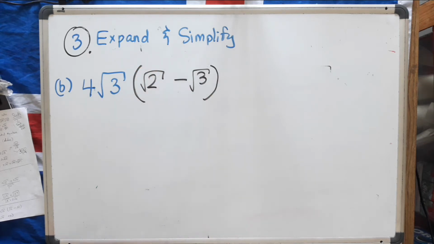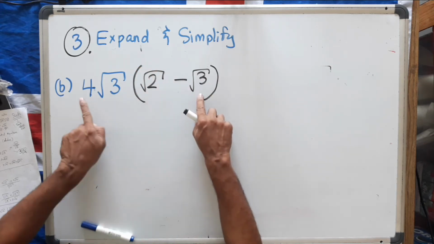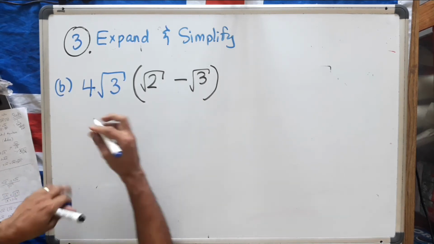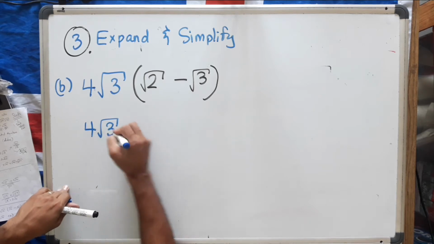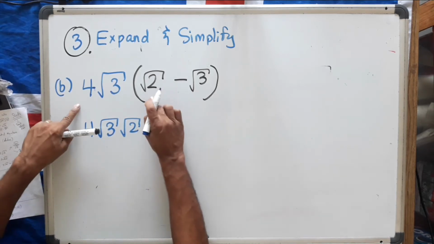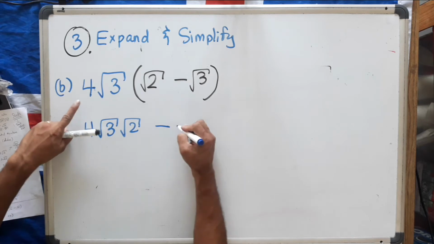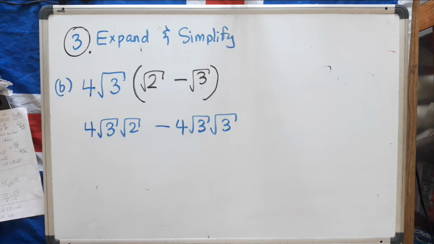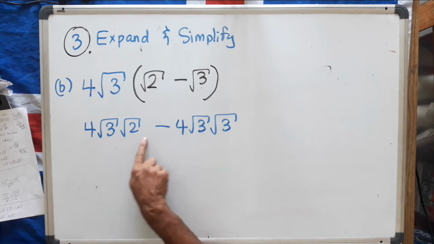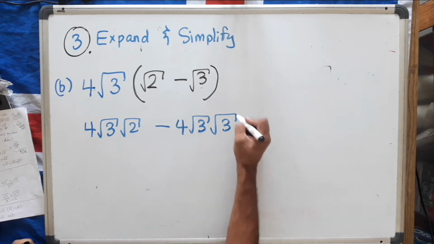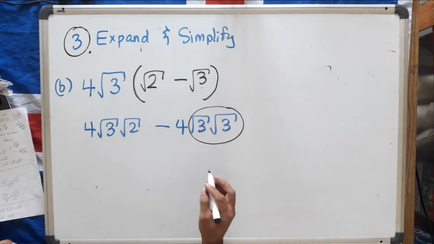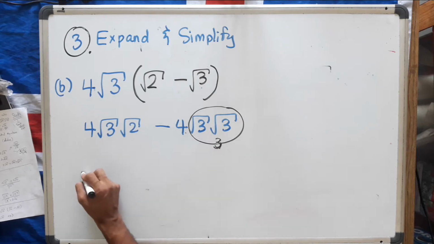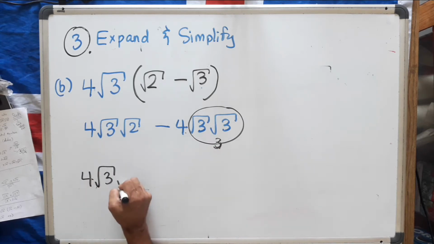Let's expand these brackets. Remember, everyone inside gets multiplied by the item outside. So it will look like this. 4 square root of 3 by the square root of 2, that's when you multiply these two, minus 4 square root of 3 multiplied by the square root of 3. Right, there's not much you can do over here, but the square root of 3 multiplied by the square root of 3 will give us normal 3, and 3 by 4 is 12. So this is how my final answer will look.